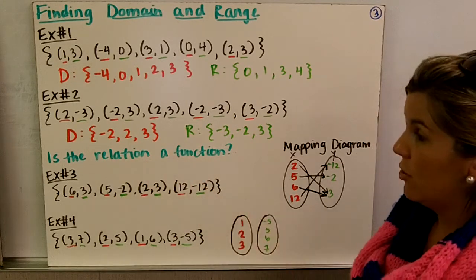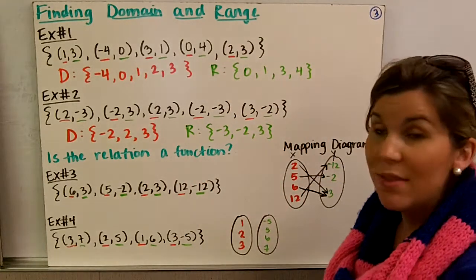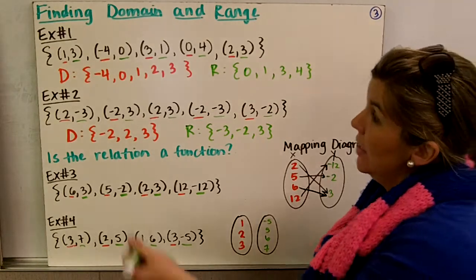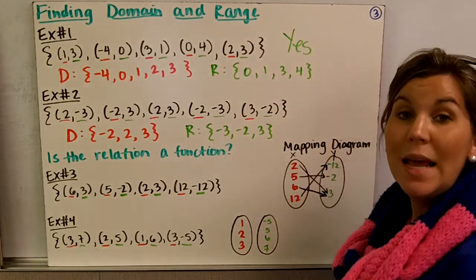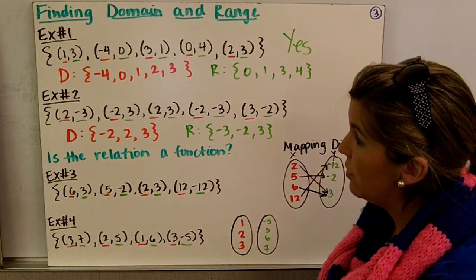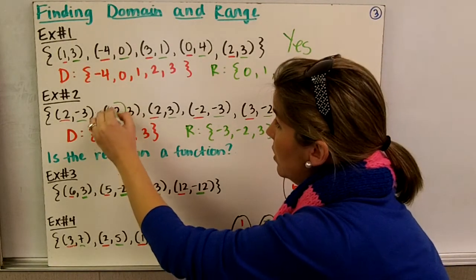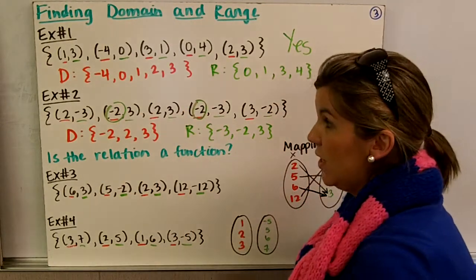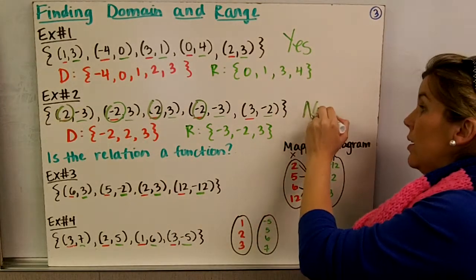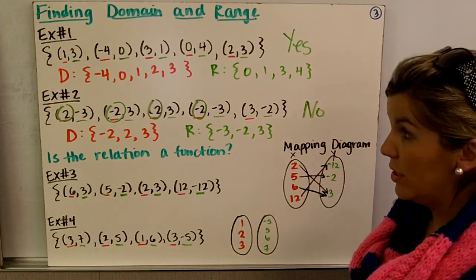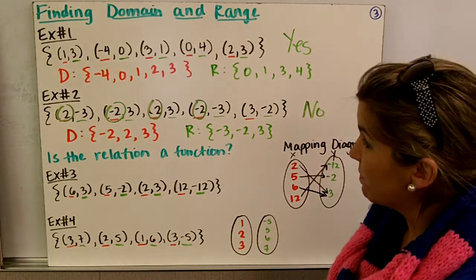Is the relation a function? Let's look at example 1. If no x values are repeated, then it is a function. These were not repeated, so yes, the first one is a function. Example number 2, the x's -2 and -2 were repeated, and 2 and 2 were also repeated. So no, this one is not a function. It's still a relation, a set of ordered pairs, but it is not a function.